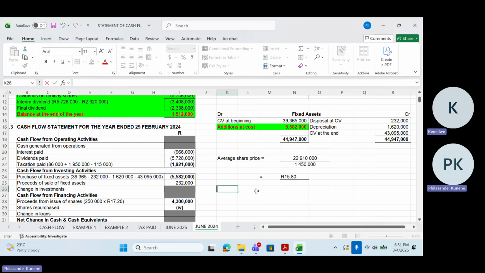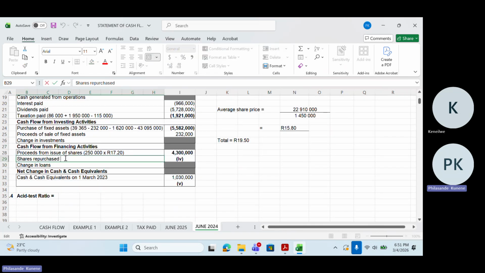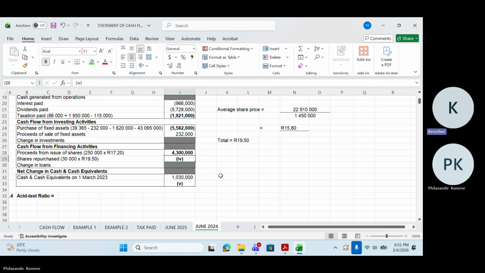370 plus 19 rand 50. The total is going to be 19 rand 50. Which means now I'm going to do my workings here for shares repurchased, and I'll say 30,000 multiplied by 19 rand 50. And then how much am I going to get there? 585,000 rand. So this is our shares repurchased.